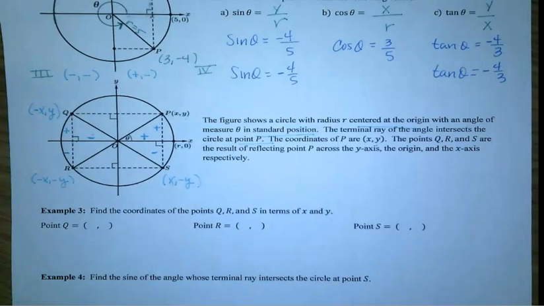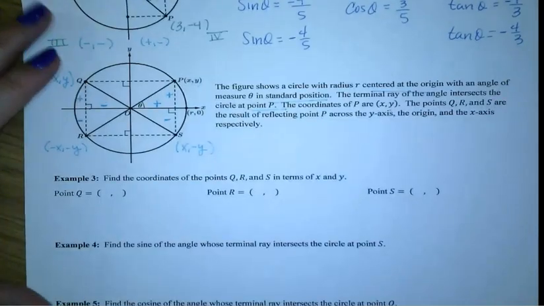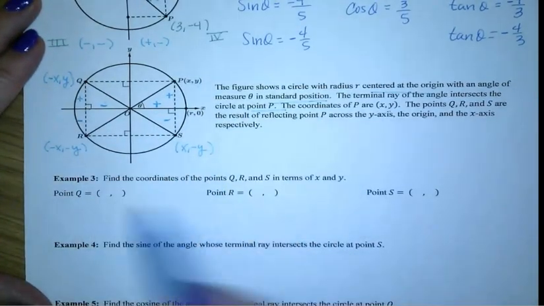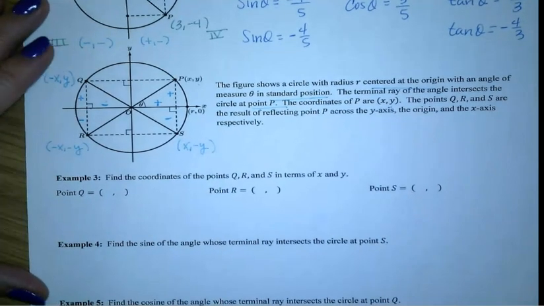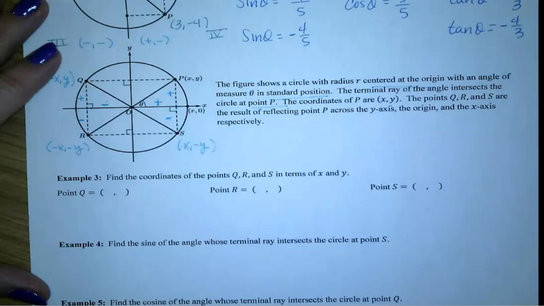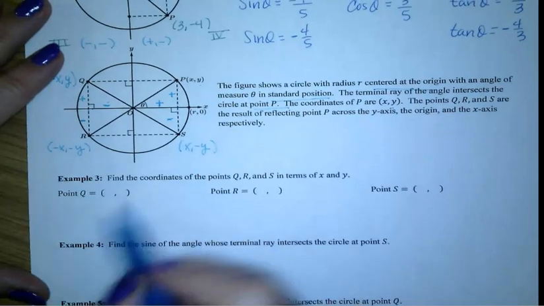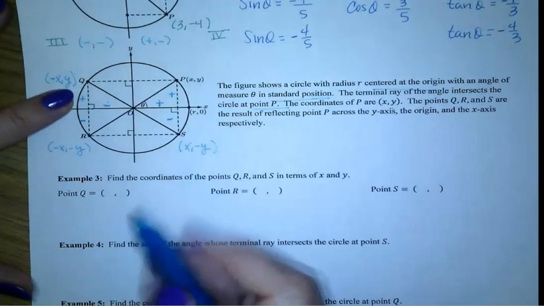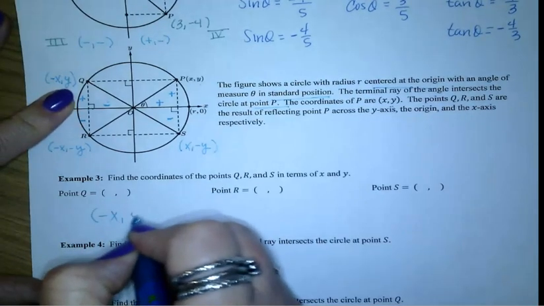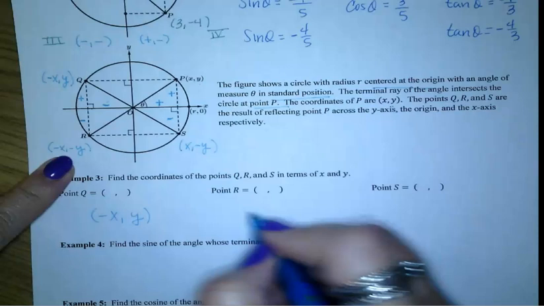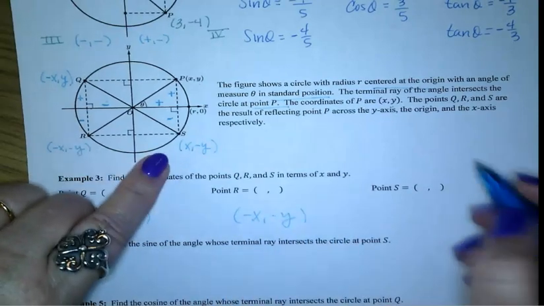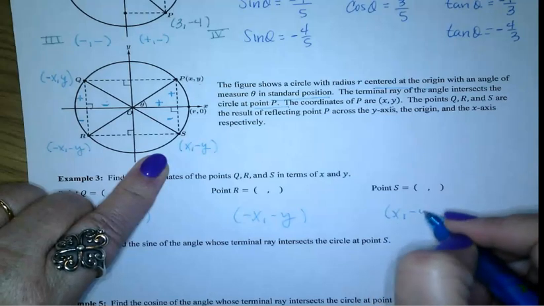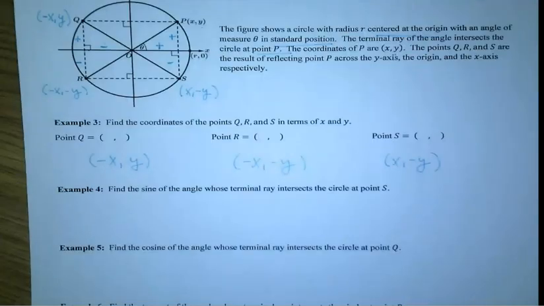All right, so let's go ahead and take a minute and put the coordinates down here so we have them nice and handy to look at when we do examples 4, 5, and 6. So for example 3, we're just getting the coordinate points. So point Q would be negative x, y, and point R would be negative x, negative y, and then point S would be x, negative y. Okay, so that gives you your vertical and horizontal displacement.